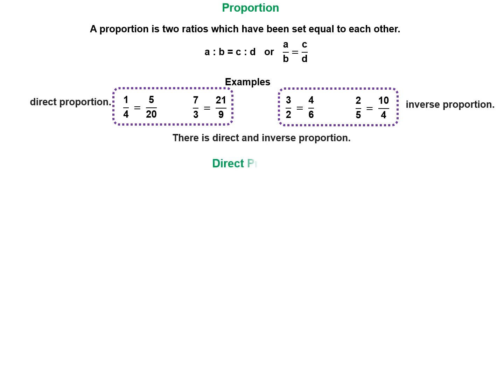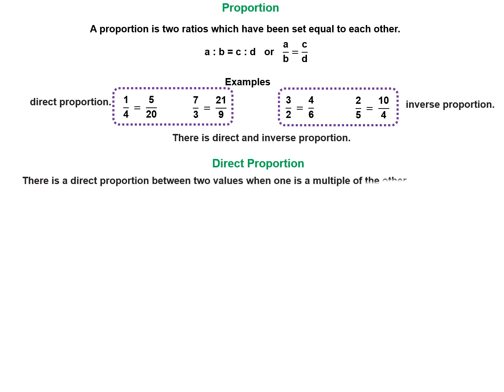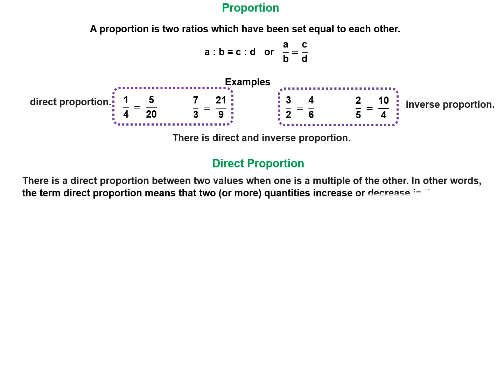Direct proportion. There is a direct proportion between two values when one is a multiple of the other. In other words, the term direct proportion means that two or more quantities increase or decrease in the same ratio.